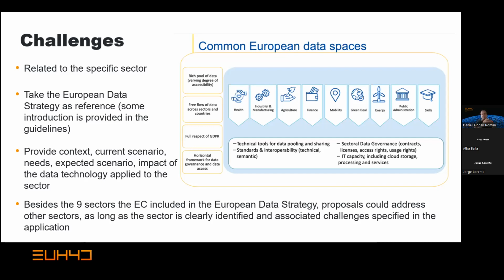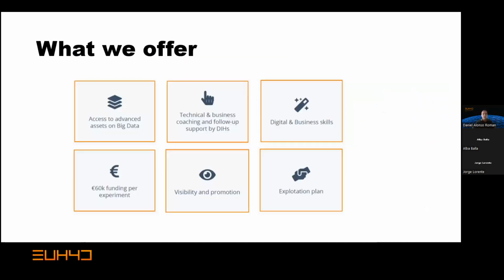So as simple as that, provide the context, current scenario, potential challenges and barriers, and how your experiment is addressing those barriers and challenges based on data, generation of data, sharing of data, and so on. What we offer, and this is just my last section, we are offering these 6 points, and this is also, I think, the most important part for you.